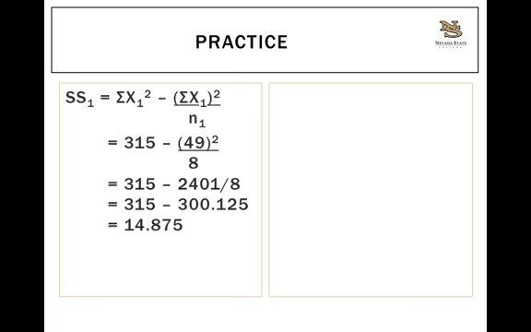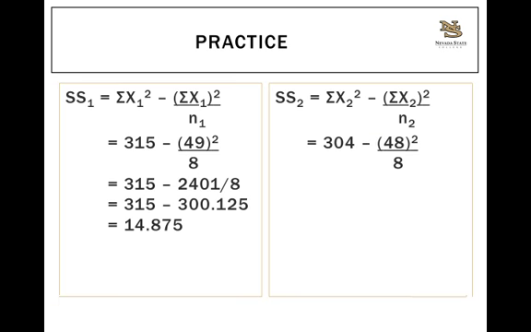So that was pretty painless, I hope, for everybody. We're going to do the exact same process for the second group. Remember, we already have the sum of x, which we can square, and our n for group 2 is also 8. So I'm just going to plug those numbers in here. We had 304 here. We knew that the sum of x here is 48. We're just going to square that and then divide it by 8. 2,304 divided by 8 is 288. So our sum of squares here is 16.